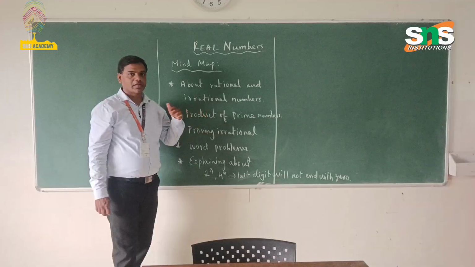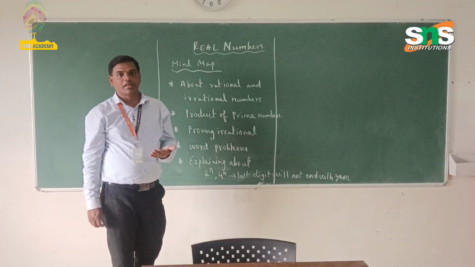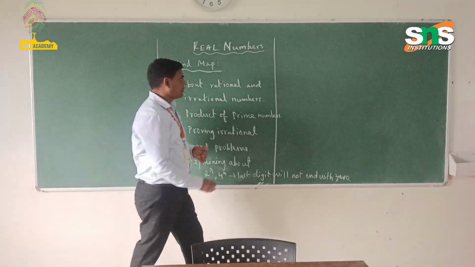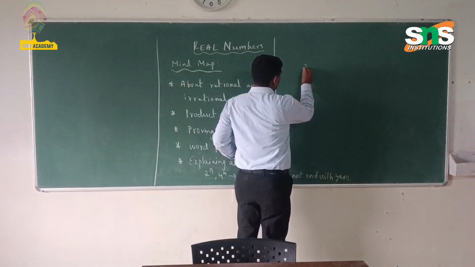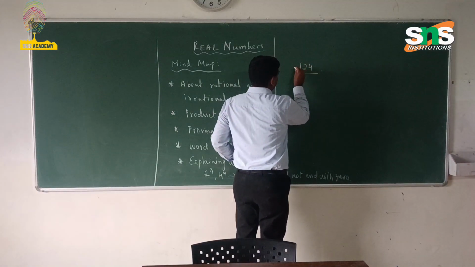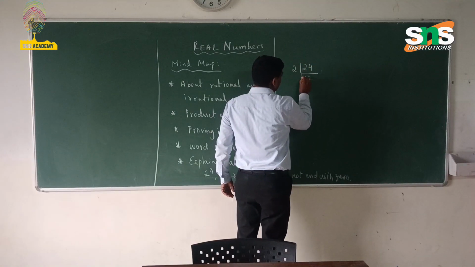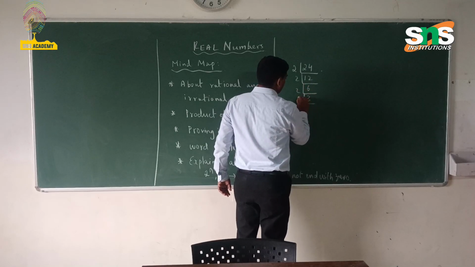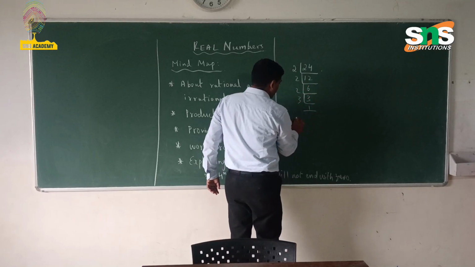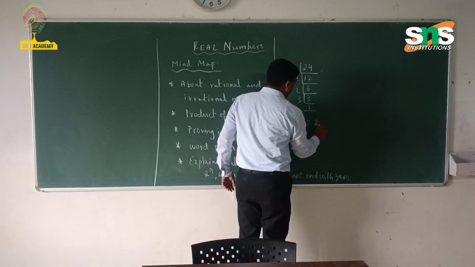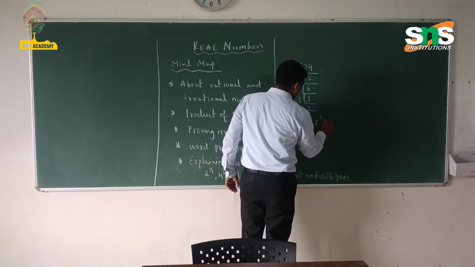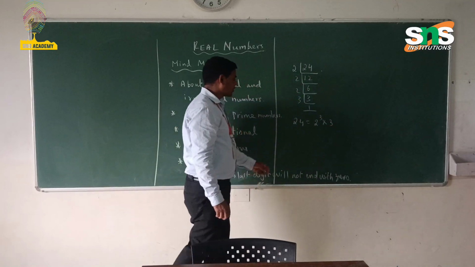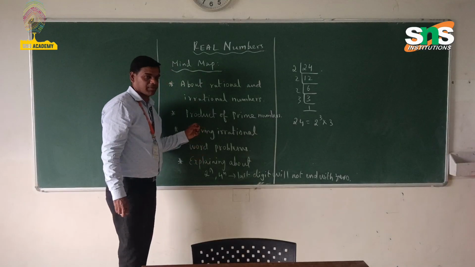So whatever number is given, we can write that number in terms of a product of primes. For example, 24 is given. We can write this as 12 into 2, then find the prime factors: 6, 2, 3, and 3, 1. Therefore 24 we can write in the form 2 to the power 3 into 3. So this is for product of prime numbers.